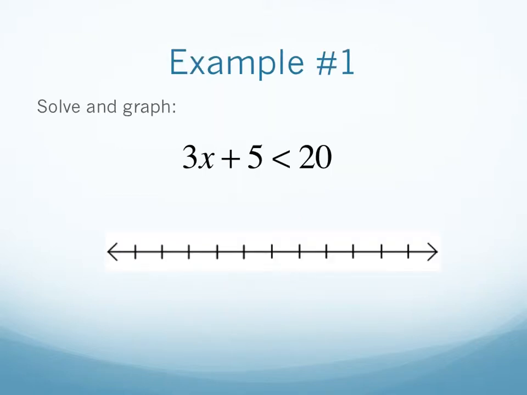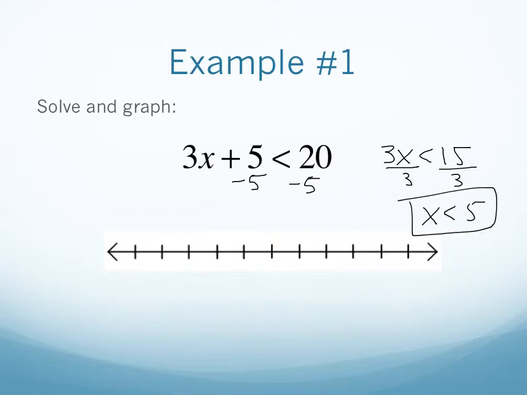Here's example number 1. It says solve and graph. We have 3x plus 5 is less than 20. Now you're going to solve this just like you would a normal equation, just as if this was an equal sign instead of a less than. So I'm going to subtract 5. That leaves me with 3x is less than 15. If I divide by 3, I get x is less than 5. Okay, so this is the solving part. Now we have to graph it.